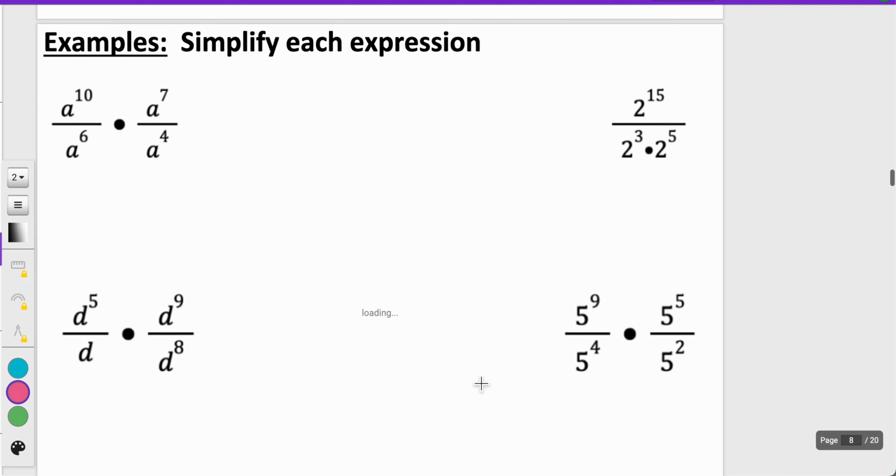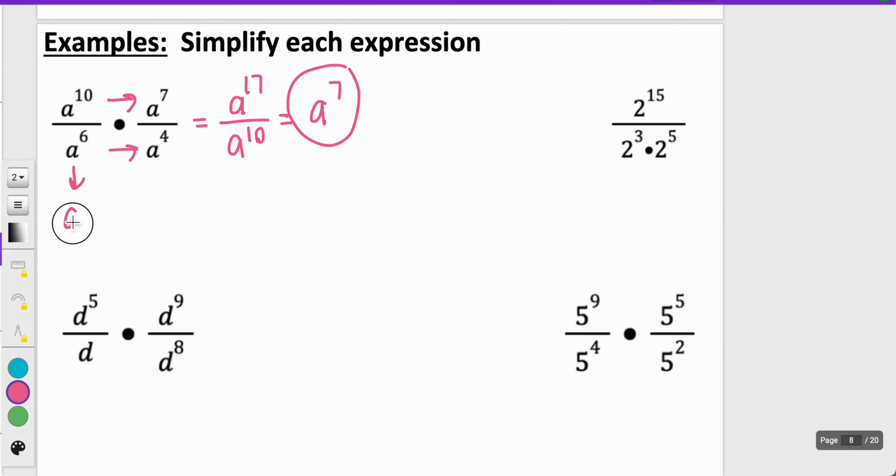Up next, I've got a few more examples. Again, these are going to start to get a little bit more challenging. So what I would do is work across first and then subtract. So a to the 10th times a to the 7th is a to the 17th. And then a to the 6th times a to the 4th is a to the 10th. Then I subtract 17 minus 10, I get a to the 7th. If you didn't want to do that, you can still work top and bottom. This would be a to the 4th because 10 minus 6 is 4. A to the 7th over a to the 4th is a to the 3rd, but you can still add those together and get a to the 7th.